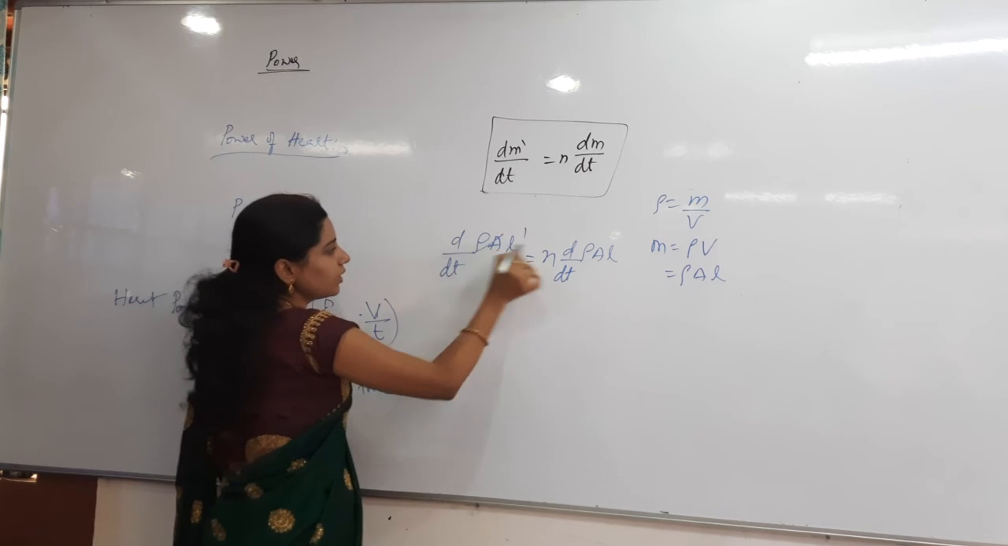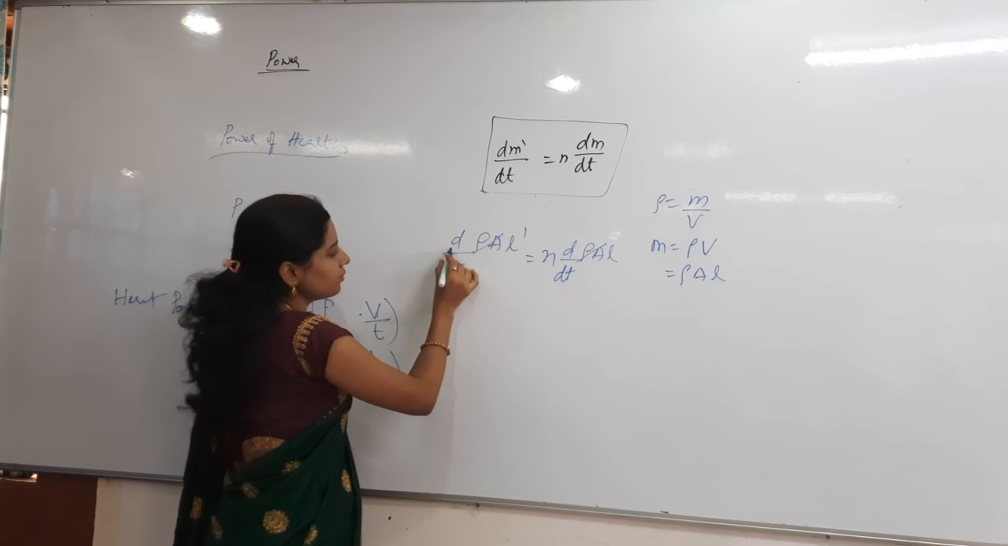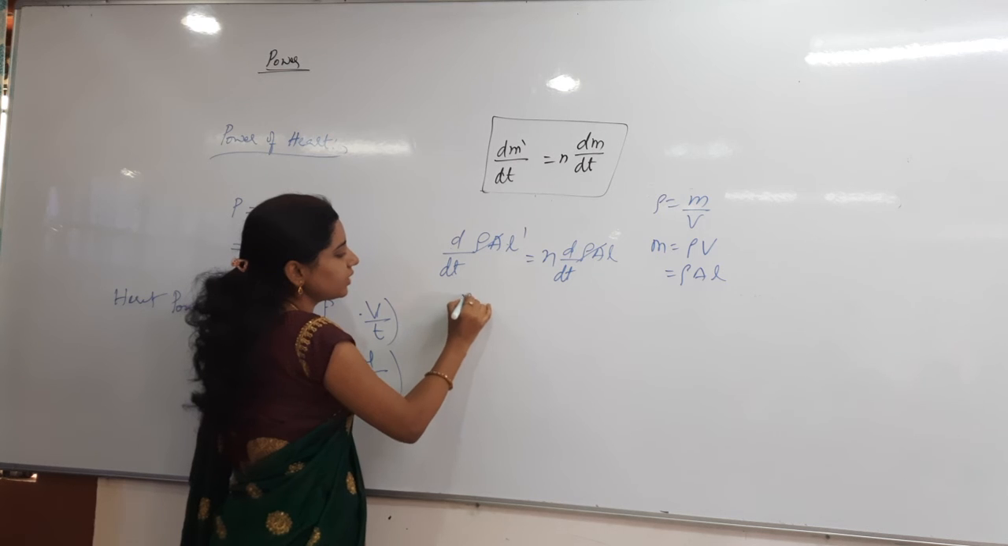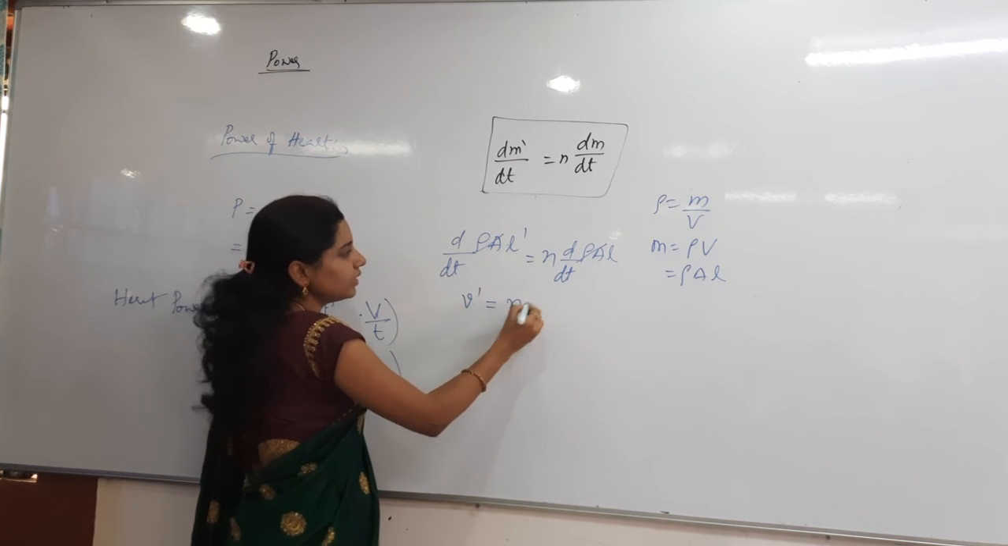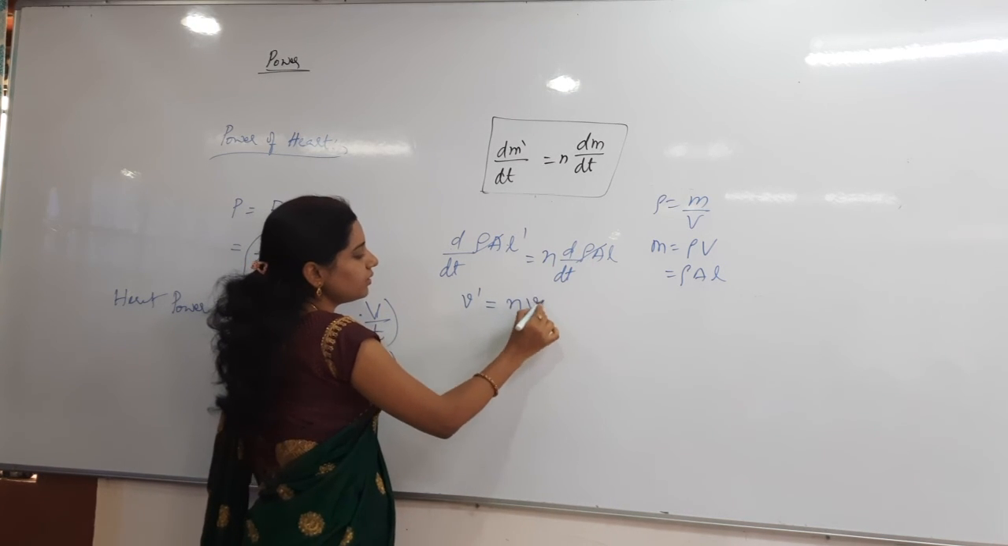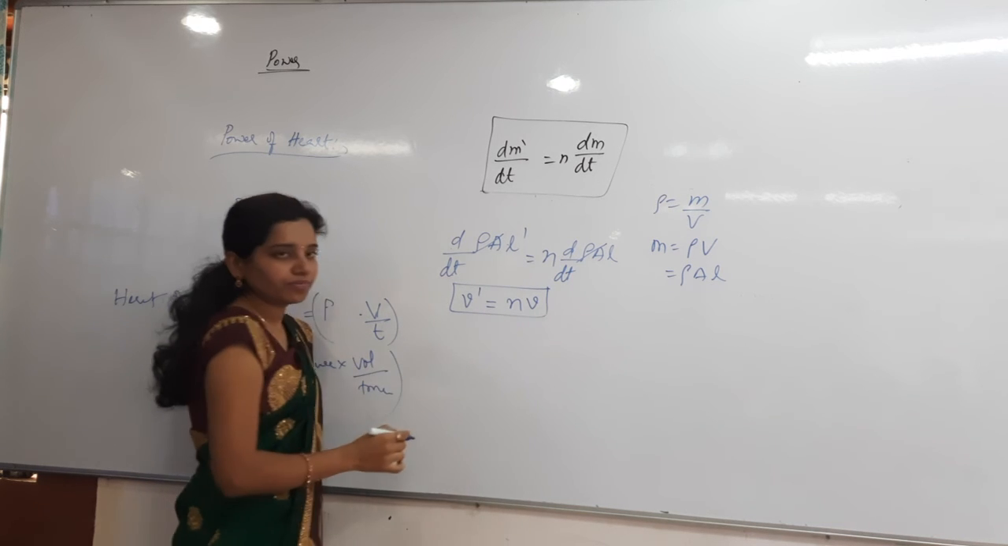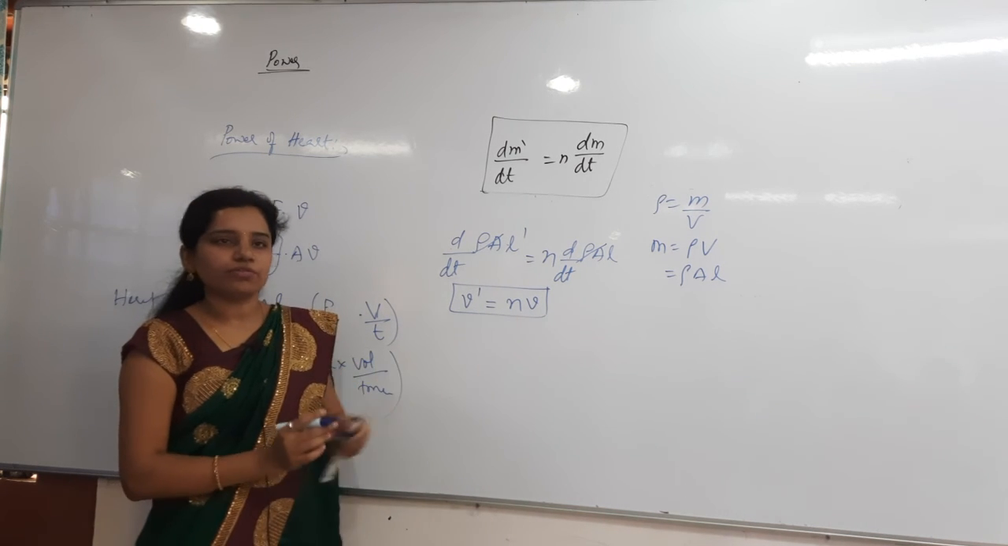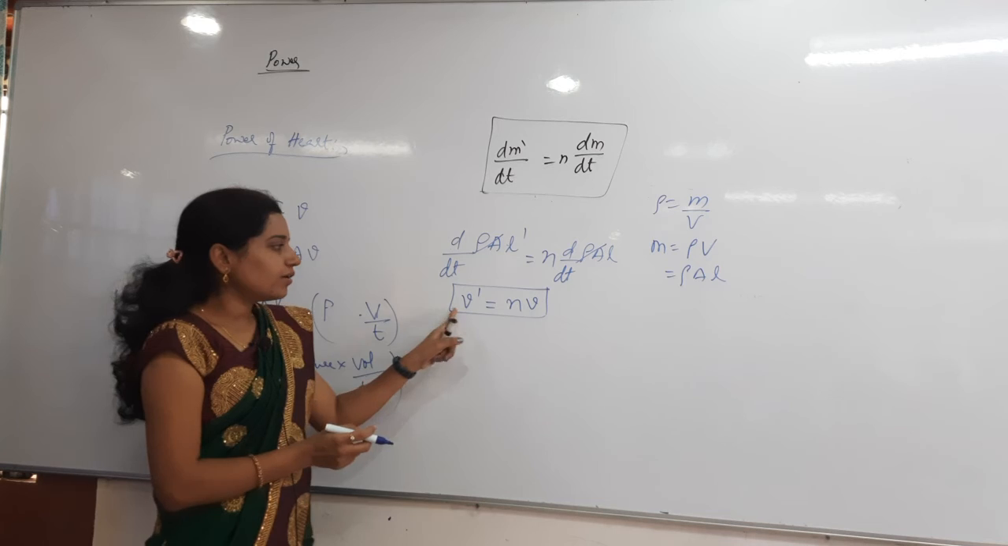Then here rho a gets cancelled. Then what is remaining here? dl dash by dt, nothing but what I can write as v dash, n into dl by dt, nothing but dv. V dash is equal to n into v. Now here I got the velocity.